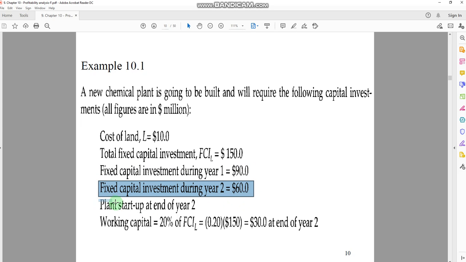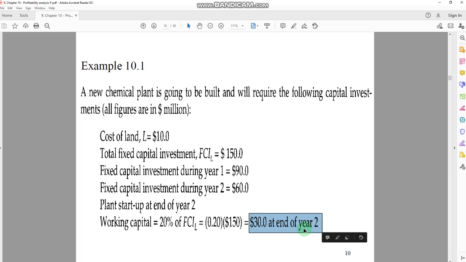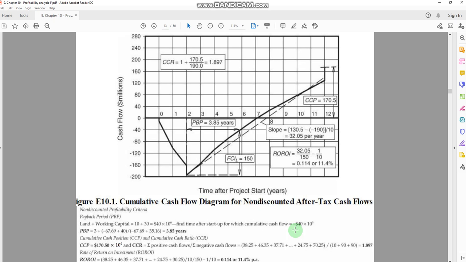Now the plant will start up after year two. Working capital can be taken as 20% of the fixed capital investment. So 20% multiplied by 150, you get the $30 million requirement as working capital at the end of second year. Let us see this maybe from the graph here.